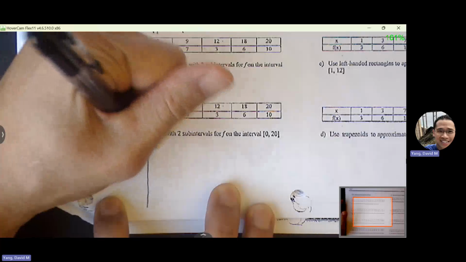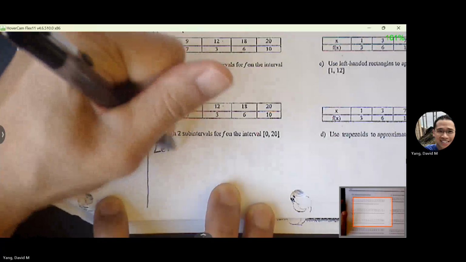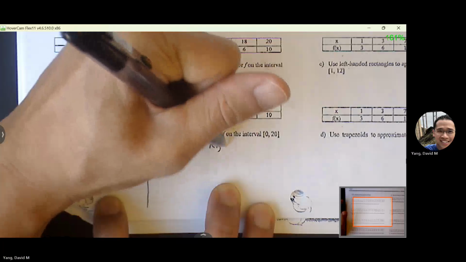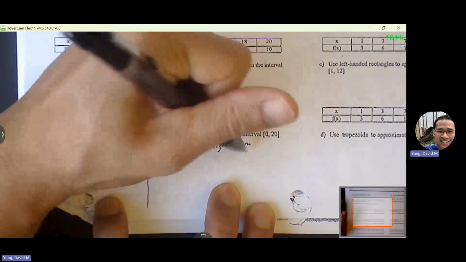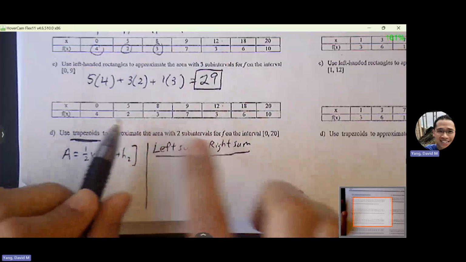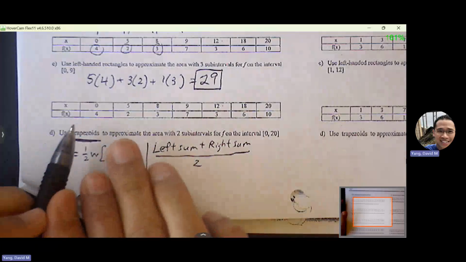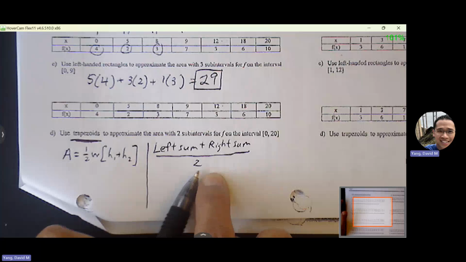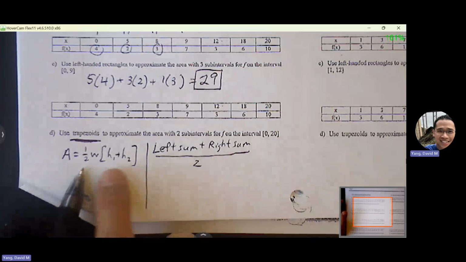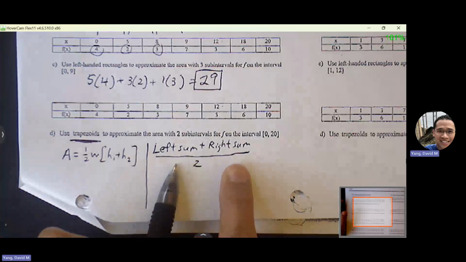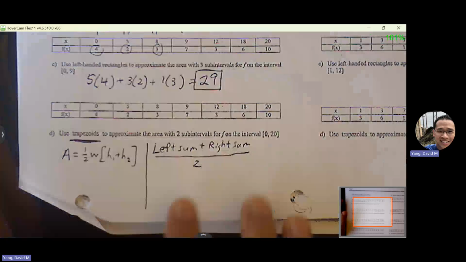And the idea is this: you're going to just do left sum plus the right sum, and then just average them, just divide it by 2. So pretend you're doing the left sum, then you do the right sum, and then you add them all up and you divide it by 2. I think that is a little bit easier than having to go through and memorize a brand new formula. So let's just go through this way to see how you guys feel about it.